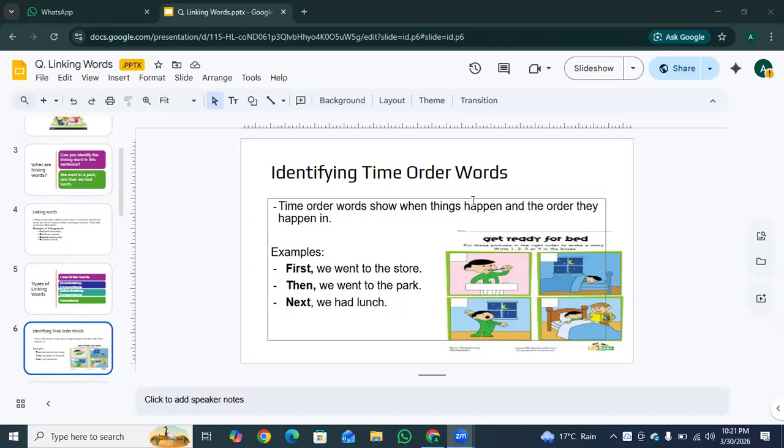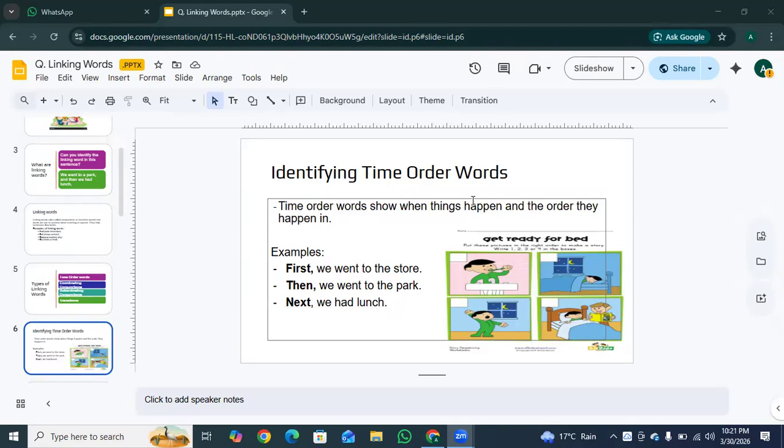Okay, the first one is identifying time order words. Time order words show when things happen and the order they happen in. Think of time order words as a GPS for a story. They tell your listener which thing happened before or after another thing. They keep your story in a straight line so people don't get confused.